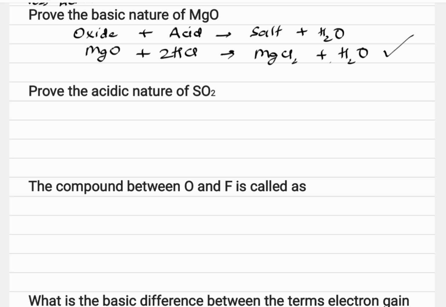Another way to show is that take the oxide and make it react with water and form the hydroxide. Okay, we know that metal hydroxides are alkalis, so this also proves that the magnesium oxide, or any metal oxide, is basic in nature.